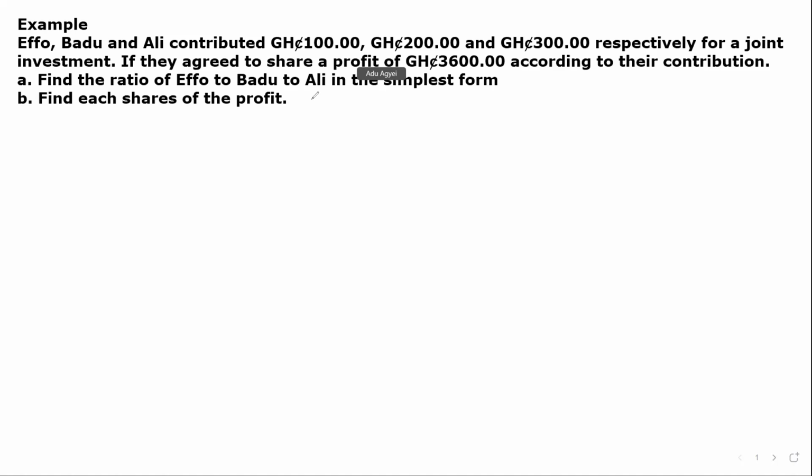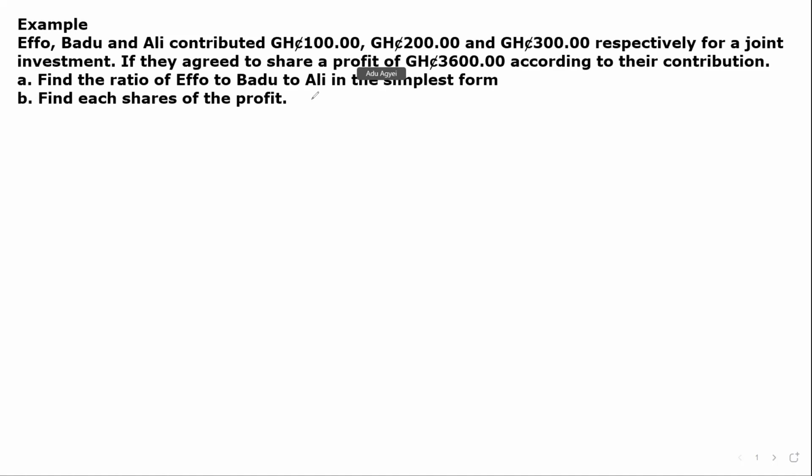So Efo contributed 100 Ghana cedi, Badu contributed 200 Ghana cedi, and Ali contributed 300 Ghana cedi for a joint business. They also agreed to share a profit of 3,600 according to their contribution. Now it means that the profits are not going to be shared equally. So they will use their contribution ratio to share the amount of profits that has accrued here.